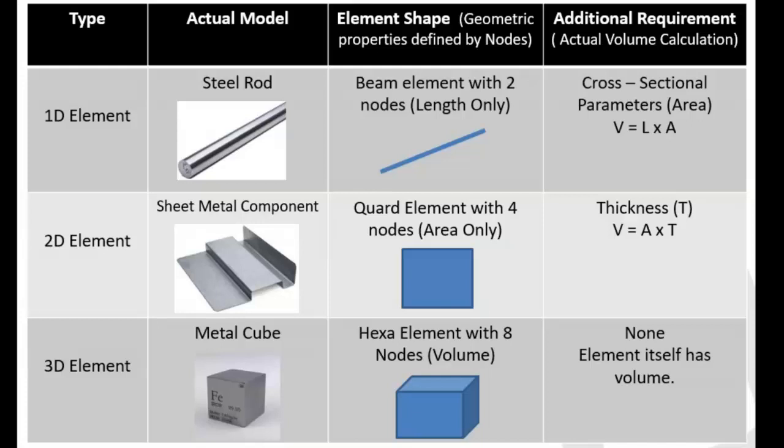For 3D elements, let's consider a cube. You mesh it with either a hexa element, a penta element or a tetra element. These are all 3D elements. They themselves have a volume. They capture all three dimensions. Nodes are available in all three dimensions, so you get answers in all three dimensions. So once you go for 3D meshing, you don't have to give any additional parameters to the software to convert that into volume, because that element itself is a volume.